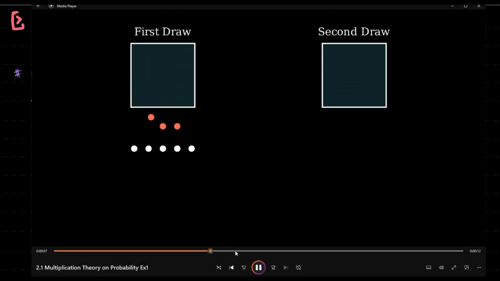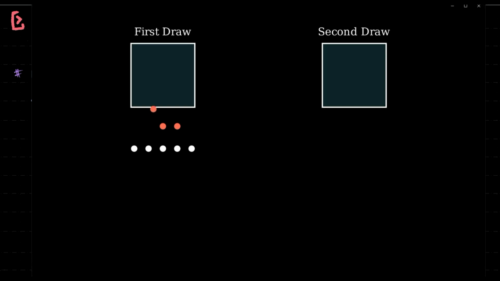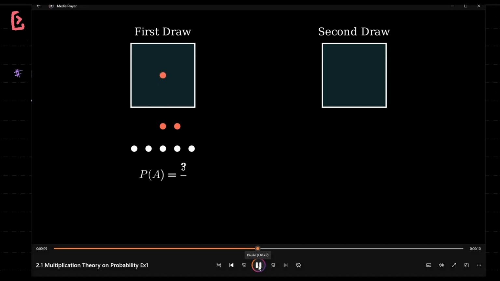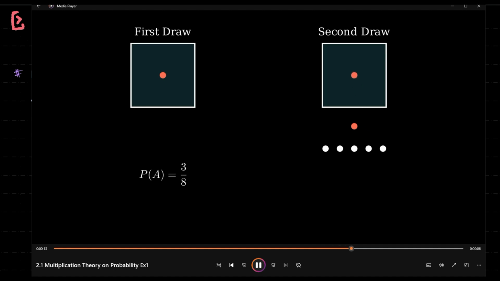So we are looking at drawing an object, right? Initially we had 3 plus 5, that is 8. So the first object, if it's red, the probability of this happening is 3 by 8. Now, without replacement means the same bag goes forward without getting replaced. So we can see that this will remain wherever it is.